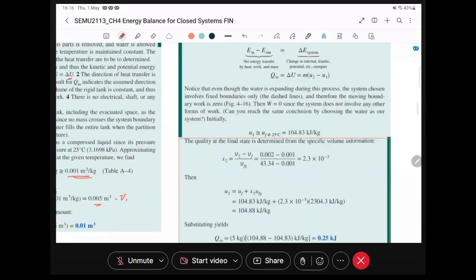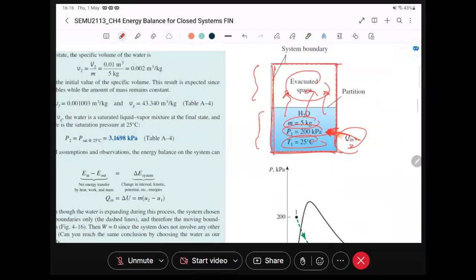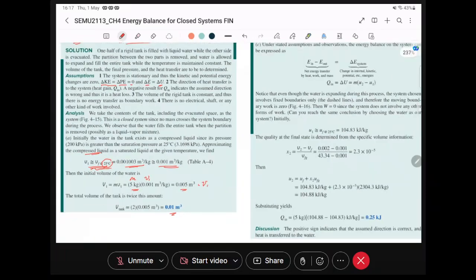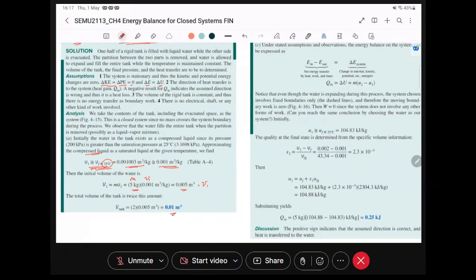sorry, here, this is 0.005 meter cube. And since the cylinder is equally divided initially, this side should be 0.005 meter cube as well. So the total will be 0.01 meter cube. That is the volume of the tank. So that's how we can get the volume of the tank in this case.